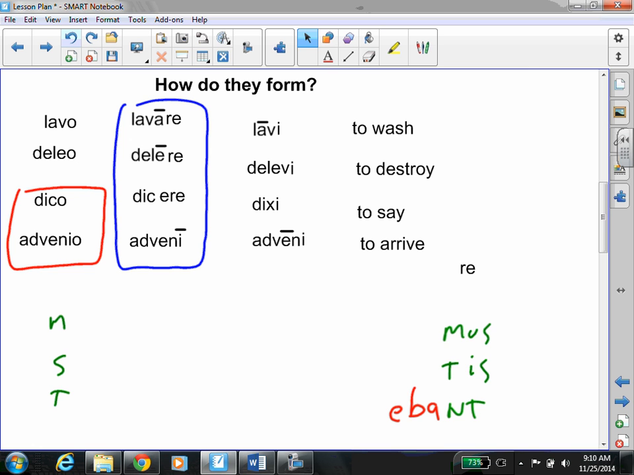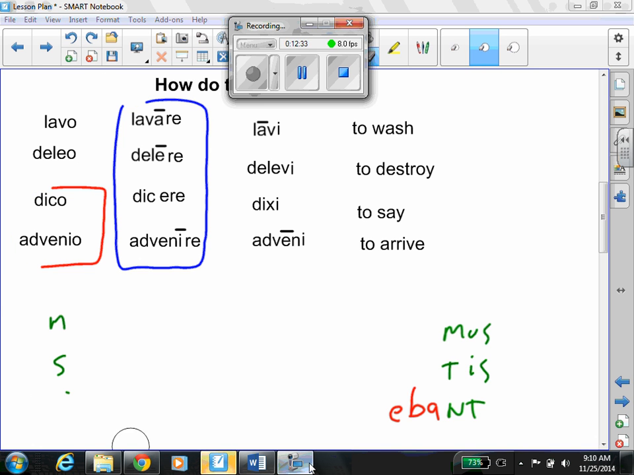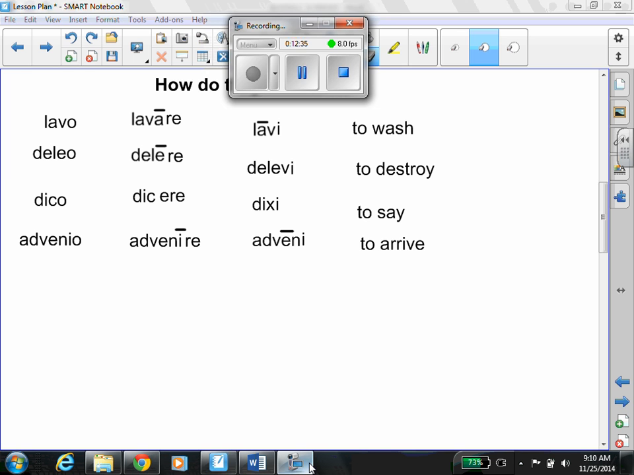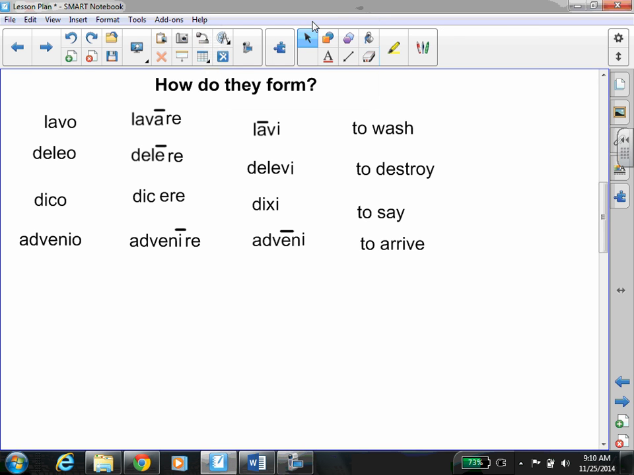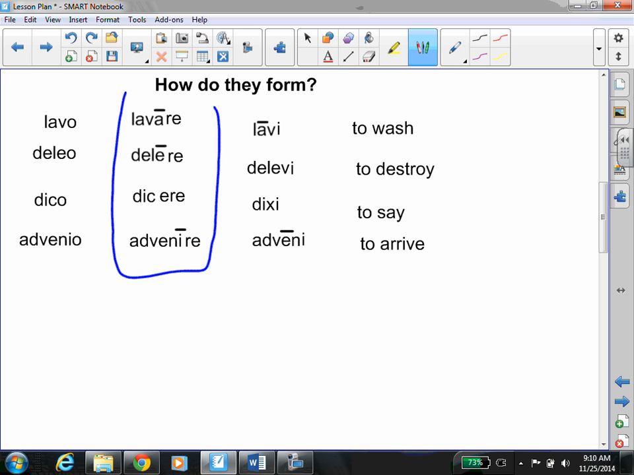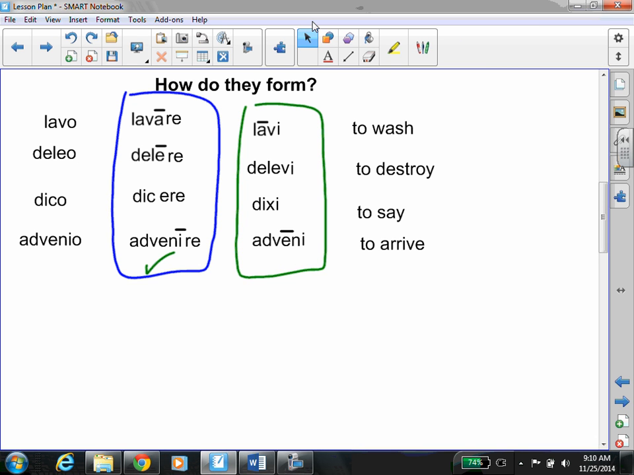Now, how do I form the perfect tense? Well, as I said earlier, we have two kinds of stems. We have the present stem, and then we have the perfect stem. The present stem will tell us how to create the imperfect and the present tenses. The perfect stem is how we're going to create the perfect tenses.